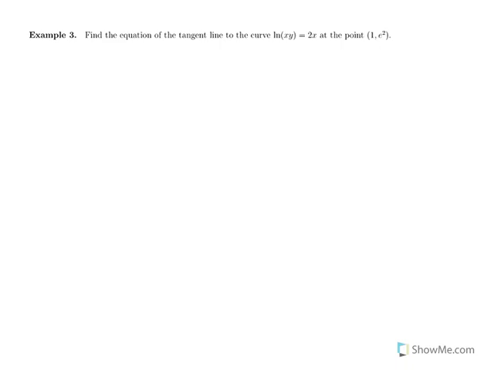Here we're going to find the equation of the tangent line to the curve natural log of xy equals 2x at the point (1, e squared). So before we get into the tangent line thing, what we really need to do is to find dy/dx at the point (1, e squared). So let's start with finding dy/dx.